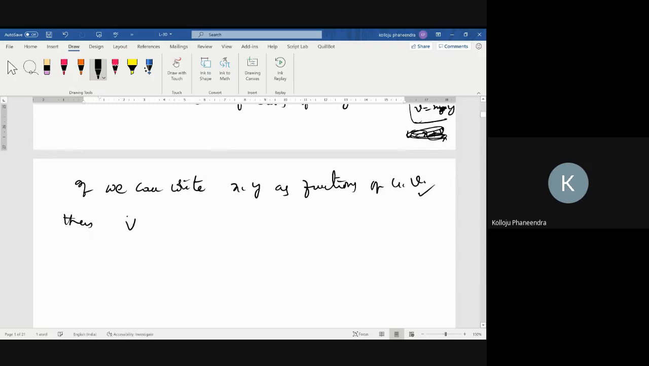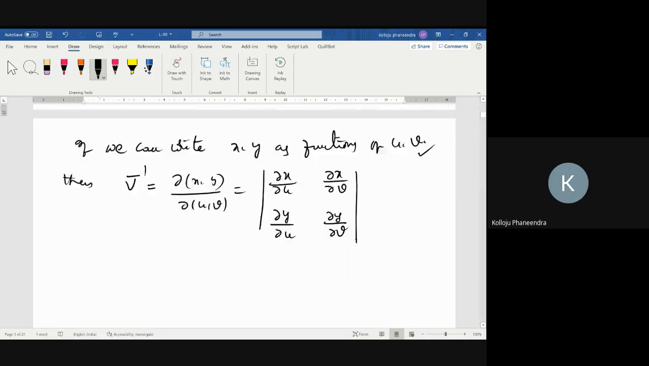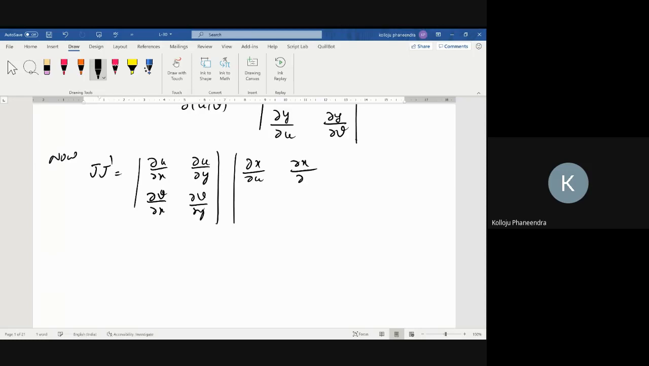Then J dash stands for the inverse Jacobian, dou of x comma y by dou of u comma v. What is this one? x derivative with respect to u, x derivative with respect to v, y derivative with respect to u, y derivative with respect to v. Now take the product of this. Now J into J dash equals dou u by dou x, dou u by dou y, dou v by dou x, dou v by dou y, multiplied by dou x by dou u, dou x by dou v, dou y by dou u, dou y by dou v.